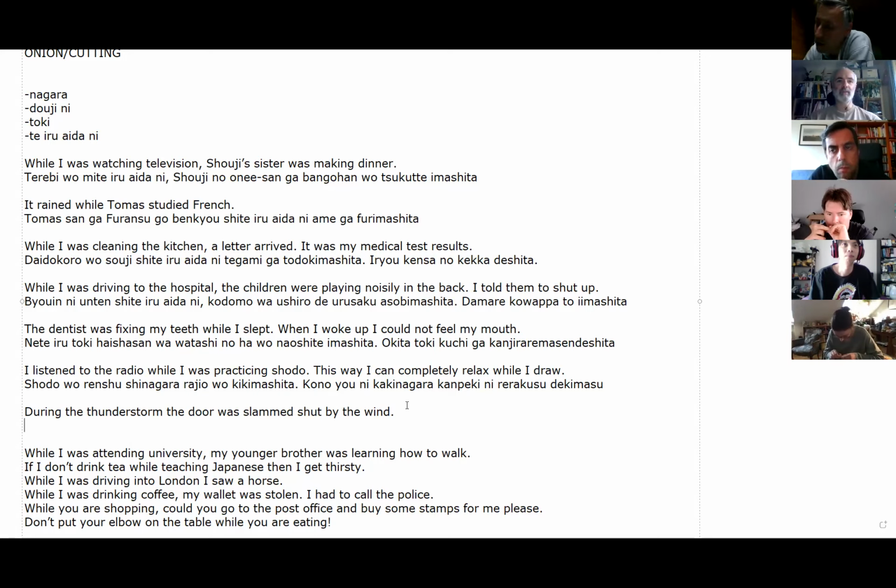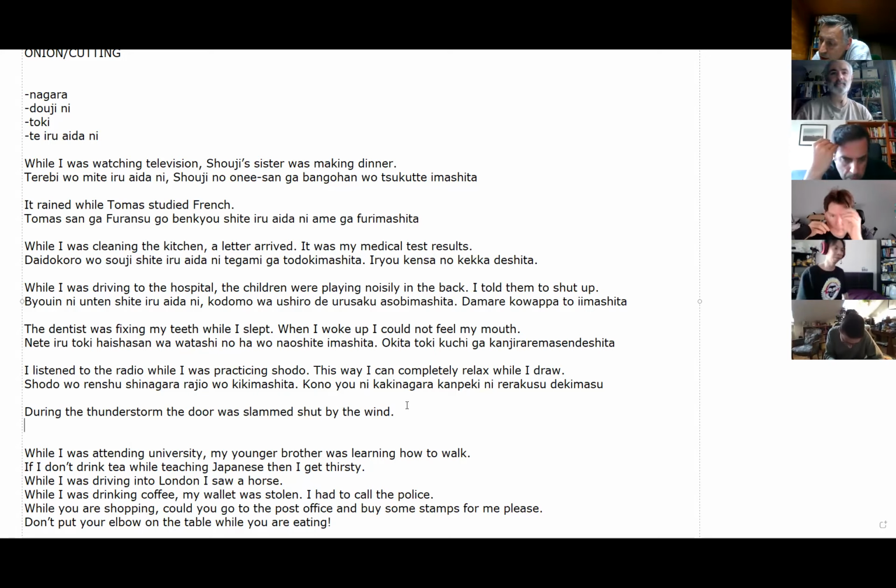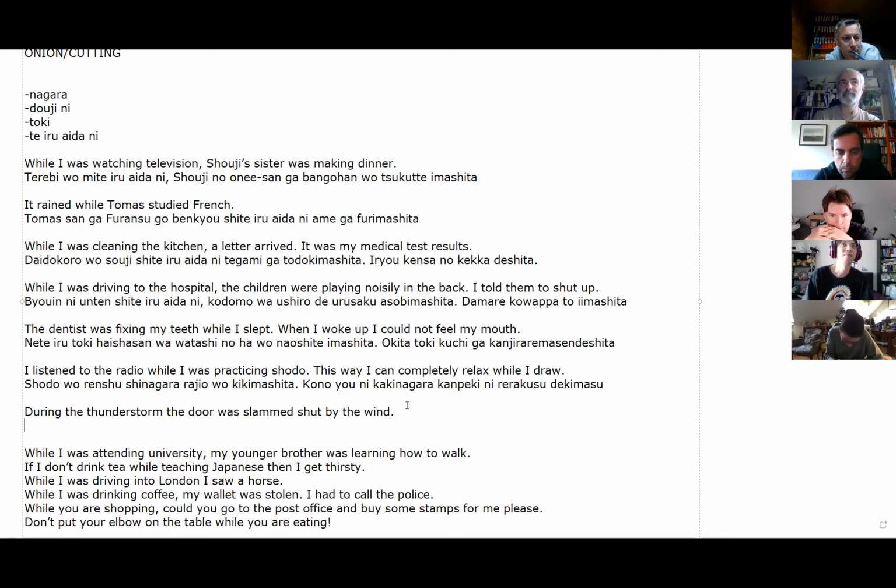Yeah. Wayne. During the thunderstorm, the door was slammed shut by the wind. I know we can't use nagara. Correct. We can use aida ni. Good. I think we can use toki as well. Yes. Excellent. Good. Yeah, we can. I don't think we can use doji ni. No, the door slamming shut is instantaneous, but the thunderstorm is not. So we can't really use doji ni.